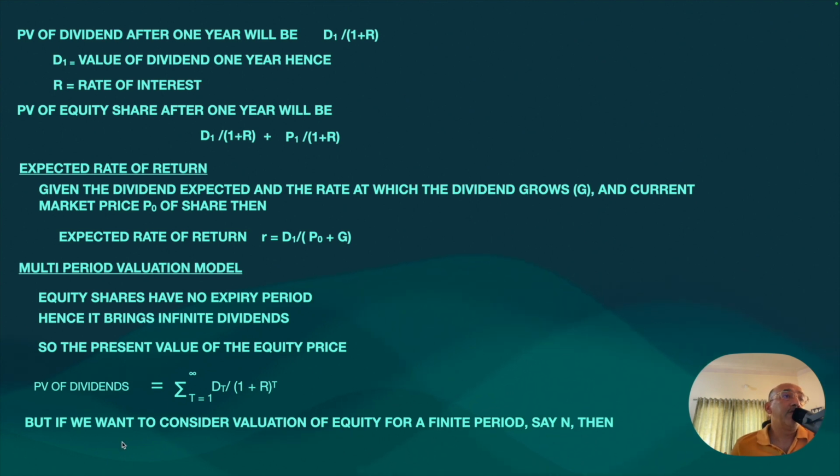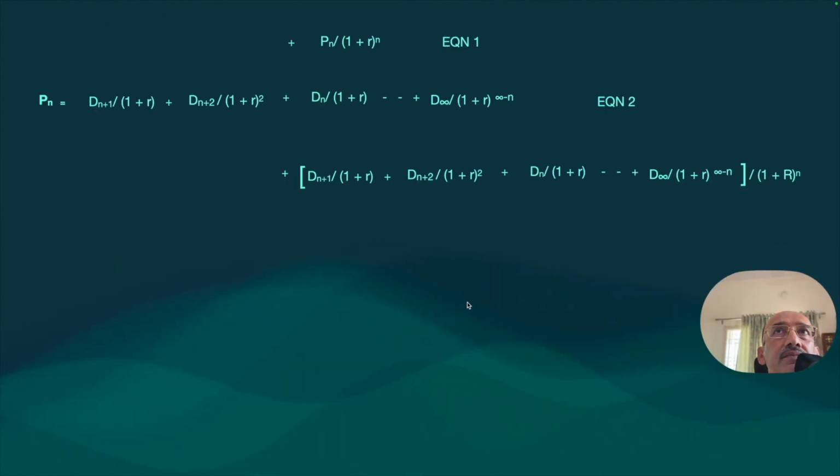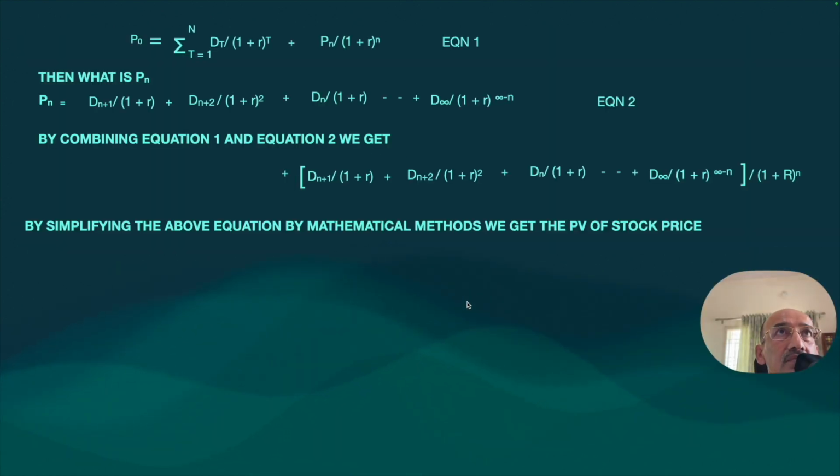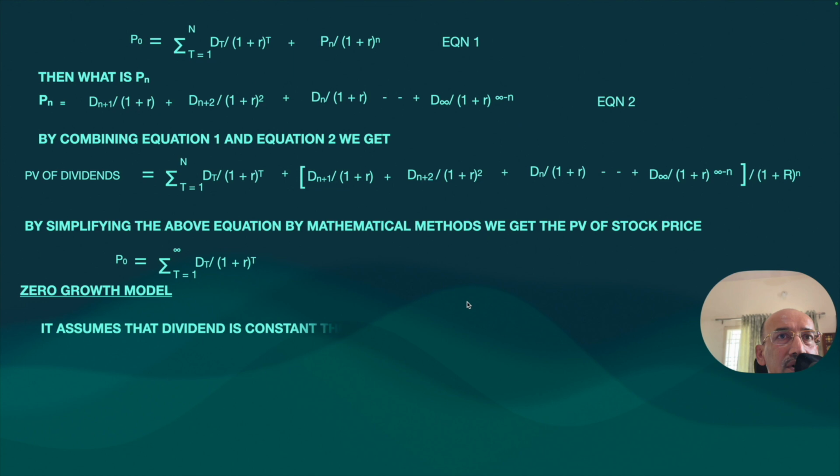However, if we consider that the valuation will be for a finite period, let us say instead of infinity, it will be for a 10-year or 20-year period, in such a case, what should we do? The same formula will be applicable for a finite period also. We will see how it can be analyzed. I'll just put out all the equations so that it will be easier for us to understand.